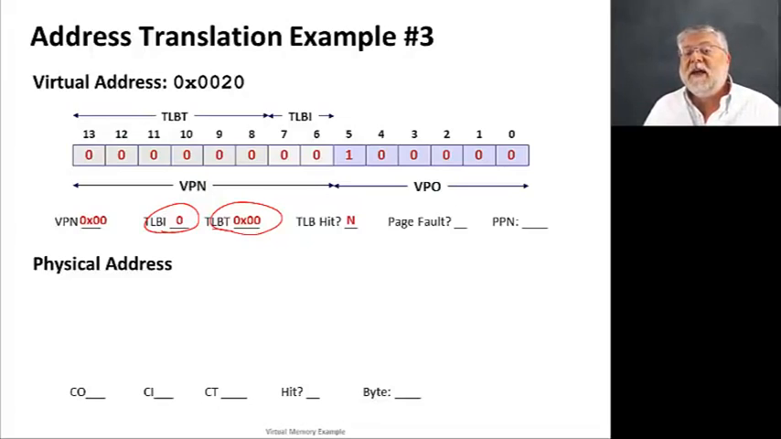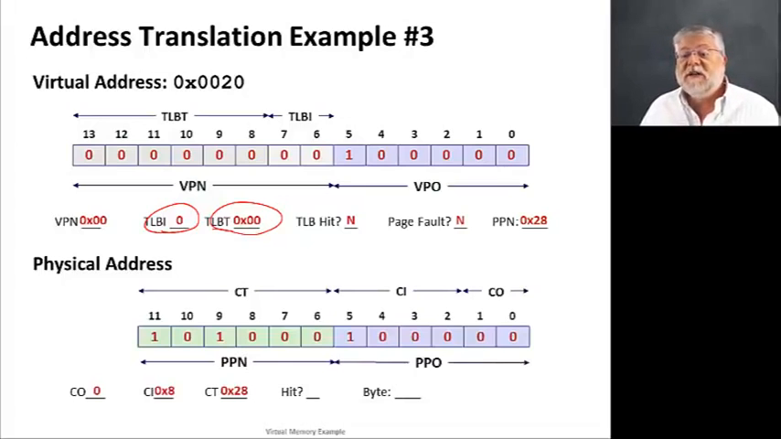So if we take care of that and access the page table for this first page table entry, namely the one starting for virtual page number 0, we go there and we see that in fact it's not a page fault. The page is in memory. We just didn't happen to have it cached in the TLB, and the physical page number corresponding to this is 28 hex. So that gives us enough to put together our physical address.